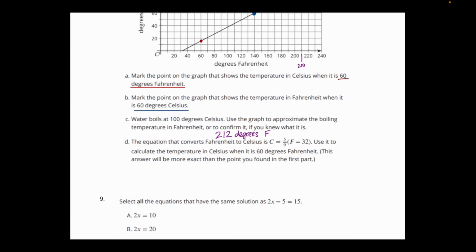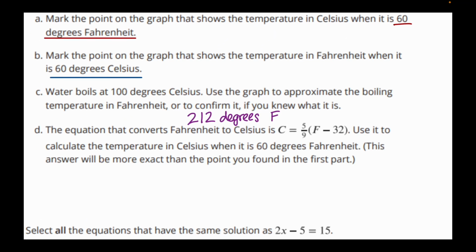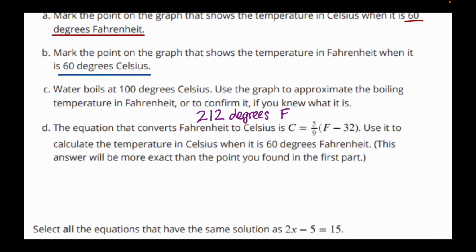Part D, the equation that converts Fahrenheit to Celsius is C equals 5/9 times the quantity F minus 32. Use it to calculate the temperature in Celsius when it is 60 degrees Fahrenheit. And this answer will be more exact than the point you found in the first part. So let's just use that function. It is 60 degrees Fahrenheit, so they're telling me basically that F is 60.